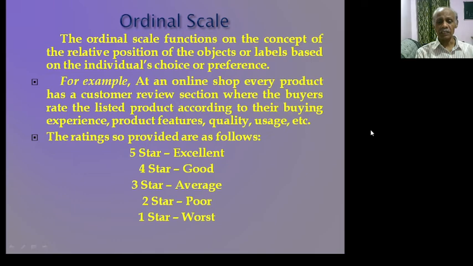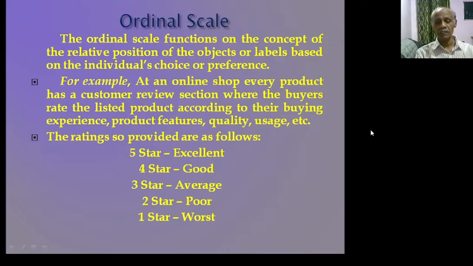And there are 5 stars given in that. I can use the 1st star, the 2nd star, the 3rd star, the 4th star, or the 5th star. And the coding given by Amazon for that particular star is: the 1st star means worst, the 2nd star means poor, the 3rd star means average, the 4th star is good, and the 5th star is excellent.